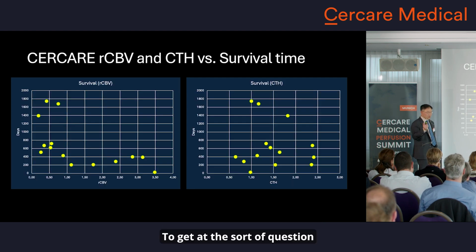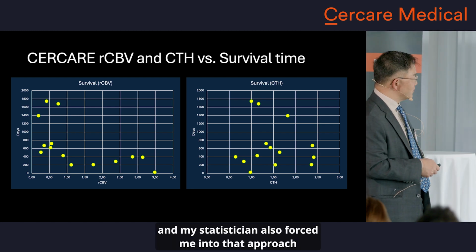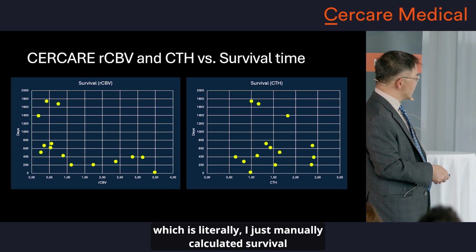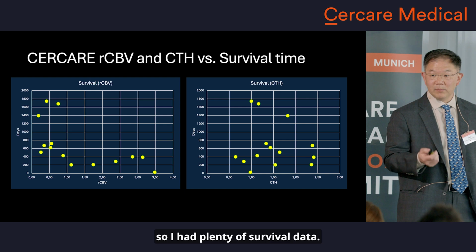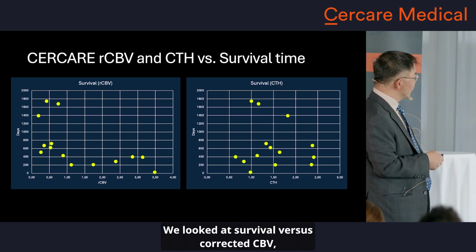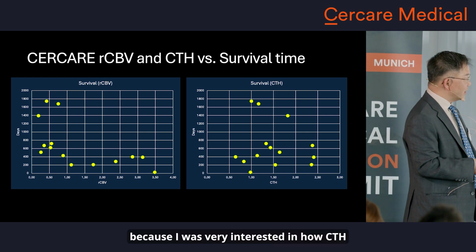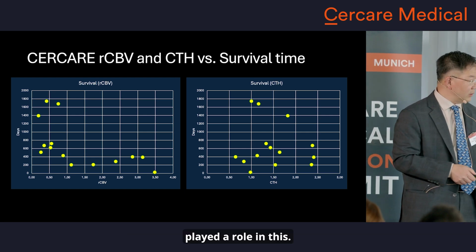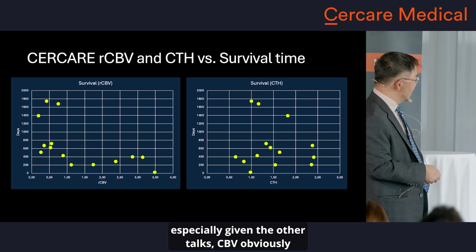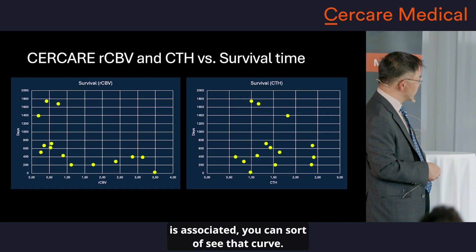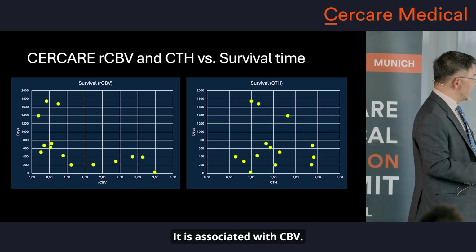So to get at the question that was asked earlier about thresholds, I took a slightly different approach, and my statistician also forced me into that approach, which is I just manually calculated survival of the patient. This is 2020, so I had plenty of survival data. We looked at survival versus corrected CBV, plotted it on the chart, and then CTH, because I was very interested in how CTH played a role in this. Clearly, as no surprise to probably anybody, especially given the other talks, CBV obviously is associated. You can sort of see that curve. I didn't try to put a curve through this, but it is associated with CBV.